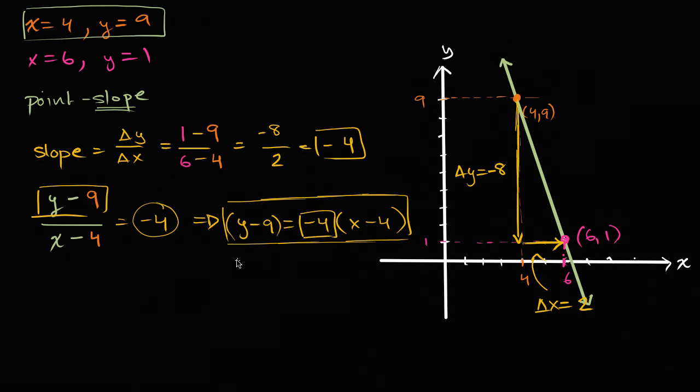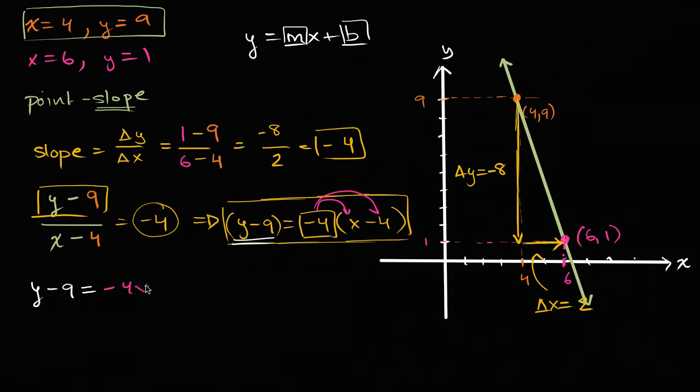Now from this, can we express this linear equation in slope-intercept form? In slope-intercept form, just as a bit of a reminder, it's y is equal to mx plus b, where this coefficient is our slope, and this constant right over here allows us to figure out our y-intercept. And to get it in this form, we just have to simplify a little bit of this algebra. So you have y minus 9 is equal to, well, let's distribute this negative 4. Negative 4 times x is negative 4x. Negative 4 times negative 4 is plus 16.